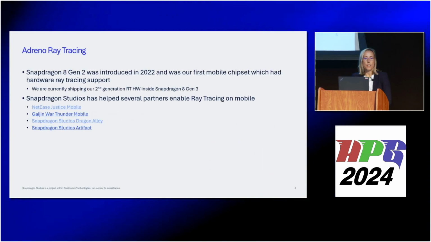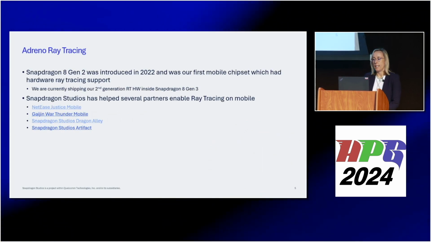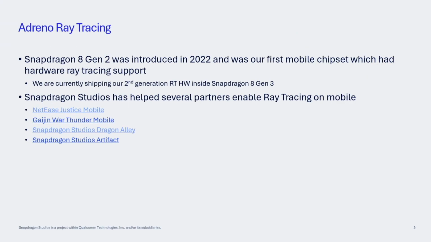So in 2022, we shipped our first mobile chipset that had hardware ray tracing support with Snapdragon 8 Gen 2. And currently, we're shipping Snapdragon 8 Gen 3 series, and it contains our second generation ray tracing hardware. In the past couple years, we've seen good adoption of ray tracing in the mobile ecosystem. Many of our internal teams, including Snapdragon Studios, have worked very hard with a bunch of our partners to enable ray tracing on mobile platforms. Some of these are listed here.